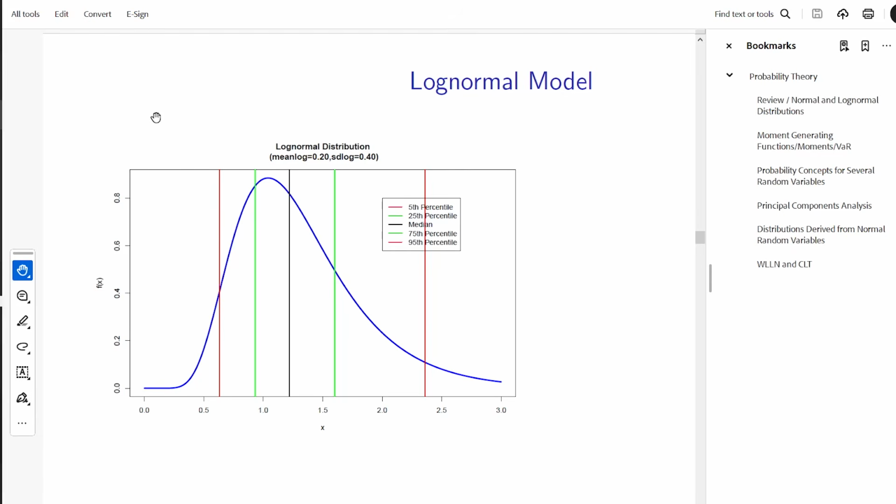Well, if we draw vertical lines in this distribution space or sample space of the lognormal, here I've just drawn symmetrical percentiles of 25th and 75th percentiles, and then the 5th and 95th percentiles in red, and it's obvious that it's asymmetrical.